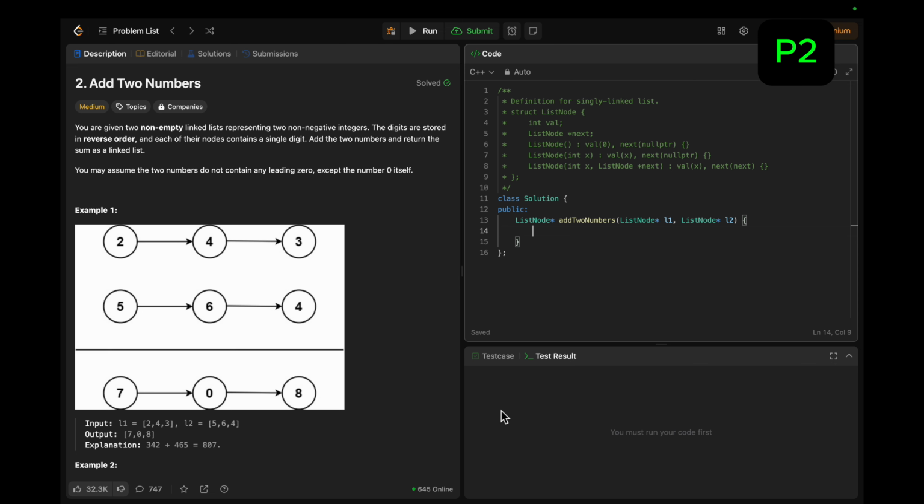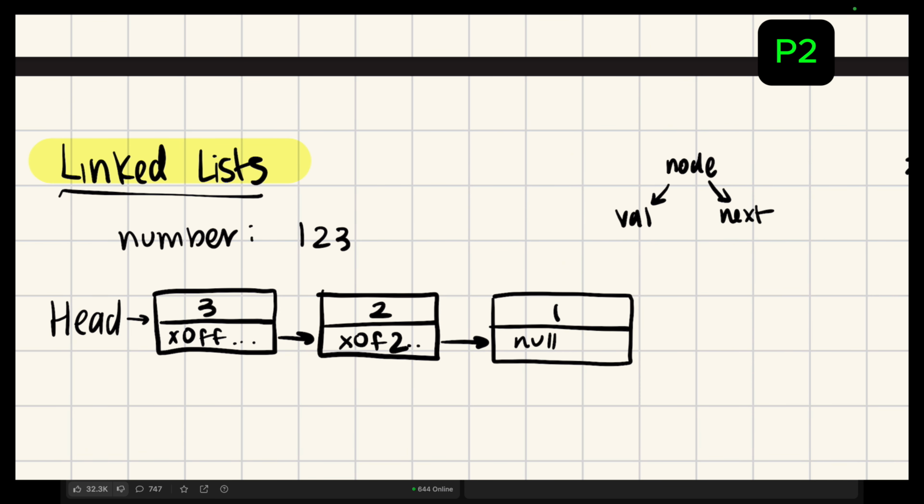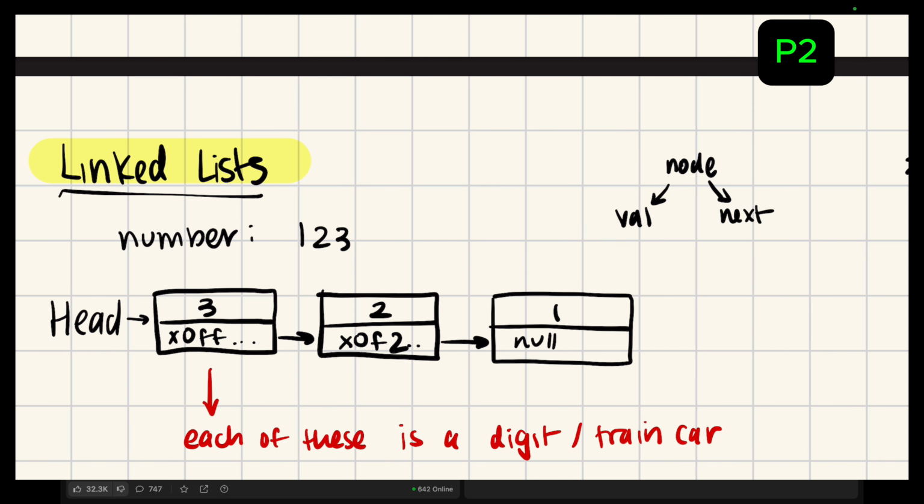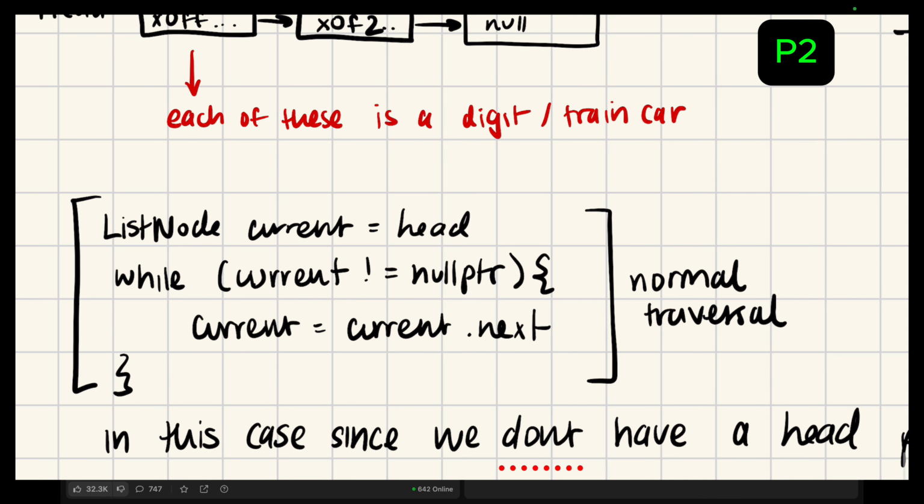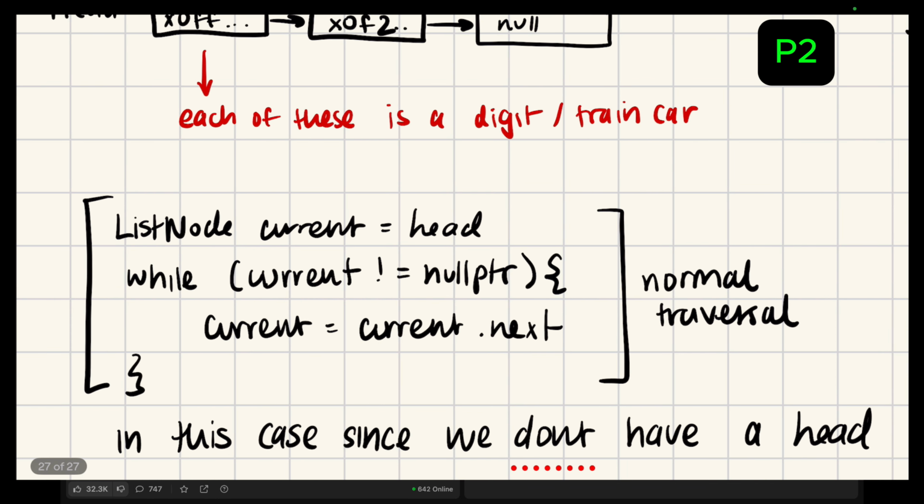A linked list is essentially, you can think of it like a train car, where every single number is represented as its own little train car. And every train car has a value, and it has the train car that it's connected to. So there's two separate things in this train car, which we call a node in a linked list. There's a value, and then there's a next pointer. When you want to traverse this linked list, you keep track of your current pointer, which starts at the head, and while the current pointer is not equal to null, you just access the next train car.